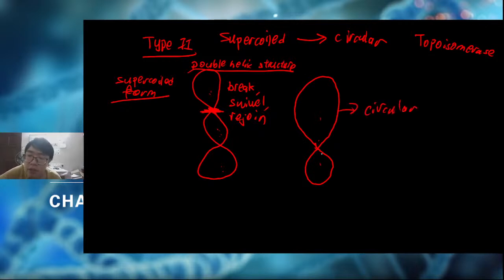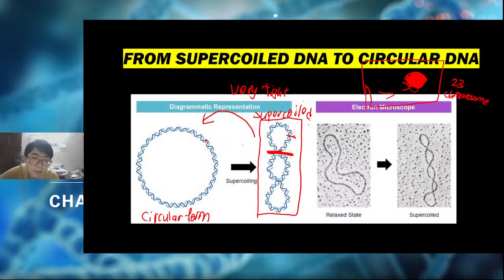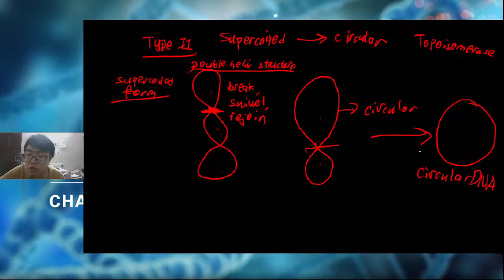So in topoisomerase, dia akan juga cut ke sini. So finally, it will form the circular DNA. And you have to know it is a double helix structure. Just the idea for this diagram, I just want to show you. Actually, it is in the double helix structure form like this. Macam ni punya. Okay. So it is like this.